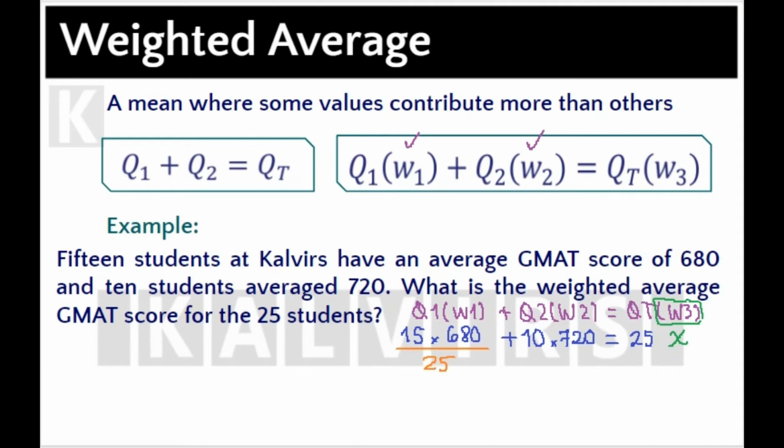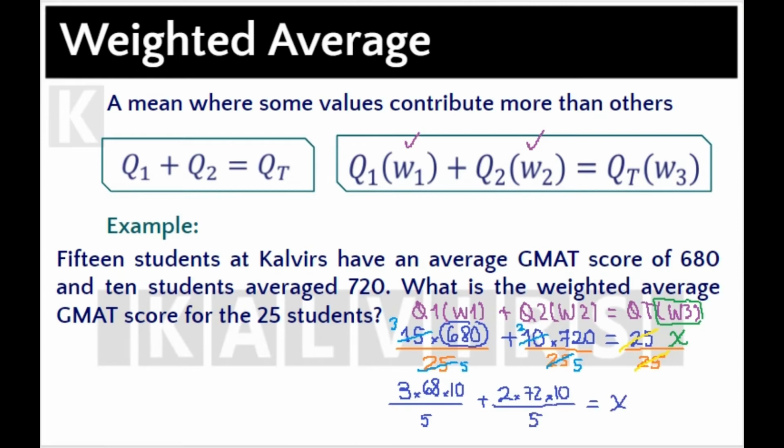So we're going to divide everything by 25, and we can cancel this one, we can cancel this one, 5 and 3, and we can cancel this one. We get 5 and 2. Finally we get 3 times, this number can be written as 68 times 10 over 5, plus 2 times 72 times 10 over 5, equals x.